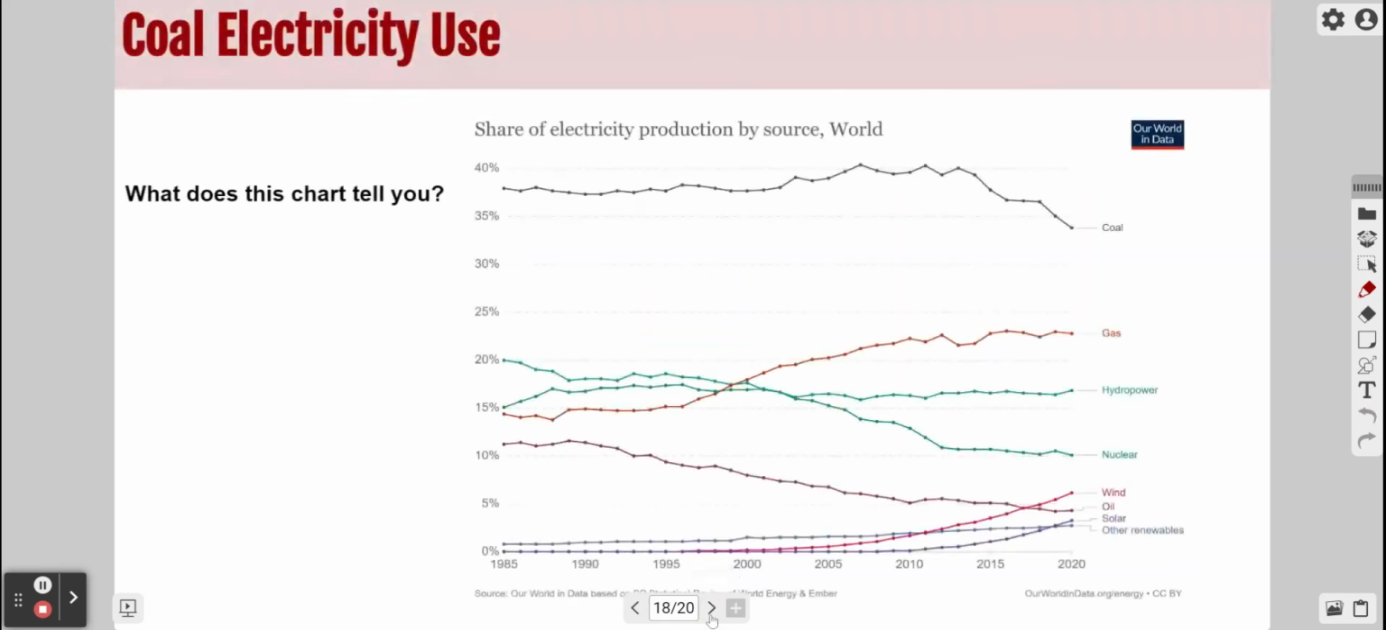Okay. What does this chart tell us? This is the share of electricity produced by source in the world. So I'm looking at coal. Coal in 1985 was about 38% ish of the electricity produced in the world. And it looks like in 2020, it's down below that 35 line. So I'd say that's about 34%, roughly, or 33.5. So it's going down in the amount that coal is used to produce electricity around the world.